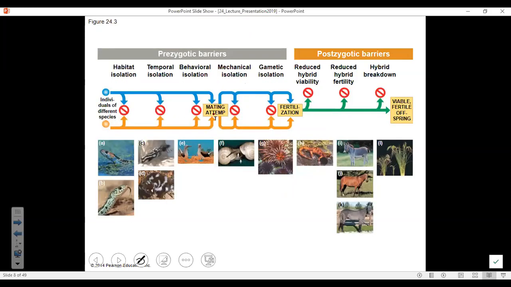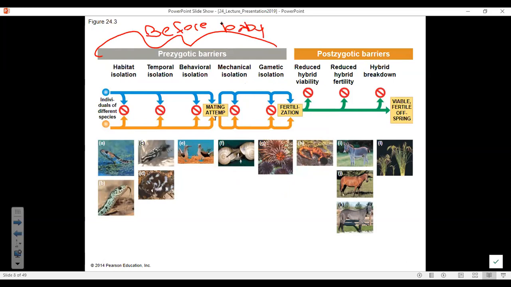So here are a couple of different ways we can make this reproductive isolation happen. The first one is prezygotic barriers. In prezygotic barriers, this is happening before the zygote, before the baby is formed. This is something that is going to prevent a baby from being born. We're going to look at habitat isolation, temporal isolation, behavioral isolation, mechanical isolation, and gametic isolation.